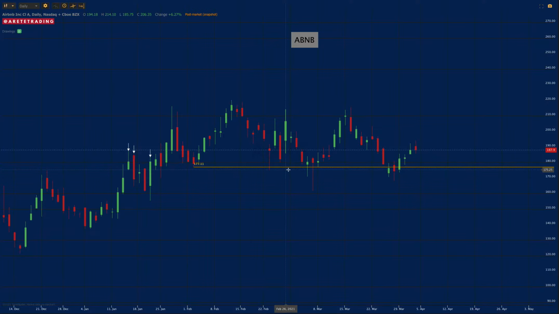Every time you undercut this base, 177, what happens? It bounces through it. This is really a key area. I mean, you can literally trade off this area. It's done it 1, 2, 3, 4 times.